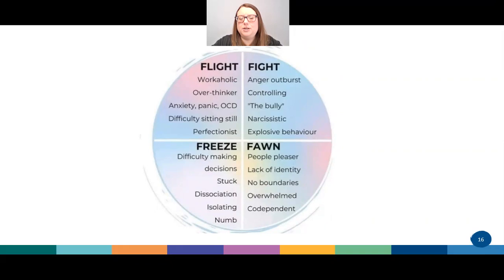One that you may not have heard about as much is the fawn response. This looks like a person who is a people pleaser, who may not have their own identity, may find their sense of identity in others. They may have no boundaries or very few boundaries. We may see them being easily overwhelmed as well as codependent.